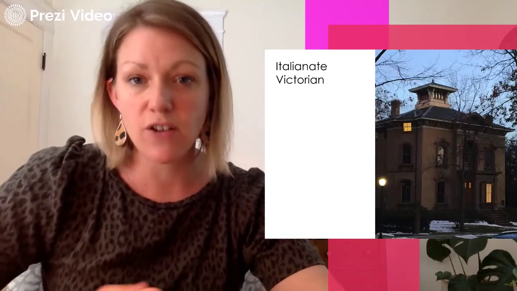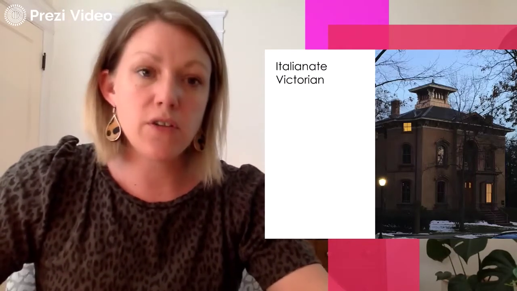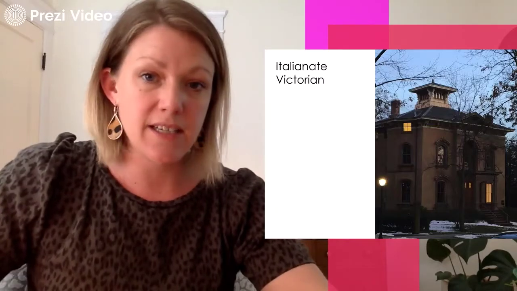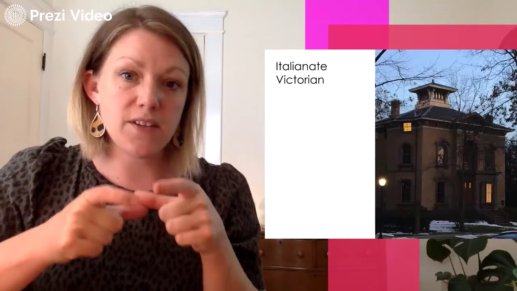Italianate Victorians also we can see in a single family home version. So the standout characteristic that immediately signals this is Italianate Victorian to me is this square tower on the center of the top.